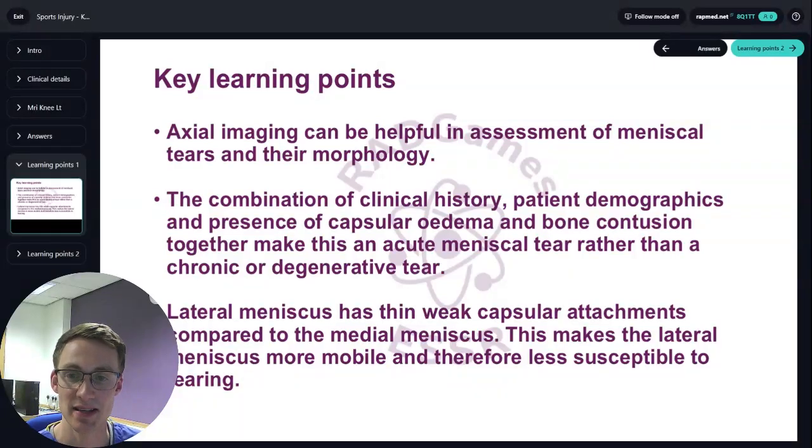So the key learning points from this case is don't forget to use your axial images in the assessment of the menisci. It can help you with the morphology and for assessment of displaced fragments. In this patient, the combination of the clinical history together with the patient demographics, as well as the capsular edema and the bone contusion, all make this an acute tear rather than a chronic or degenerative tear. And the lateral meniscus, in comparison to the medial meniscus, has weak capsular attachments, making it more mobile, but also less likely to tear despite this case.